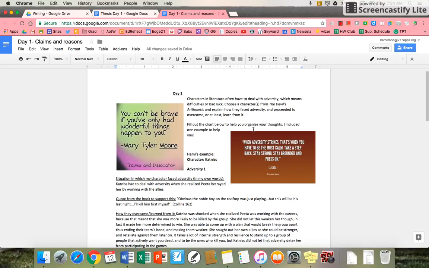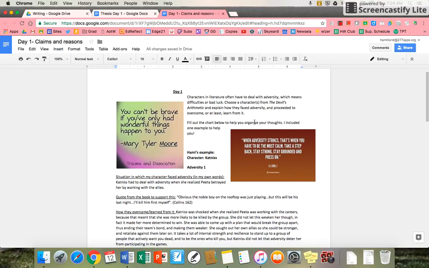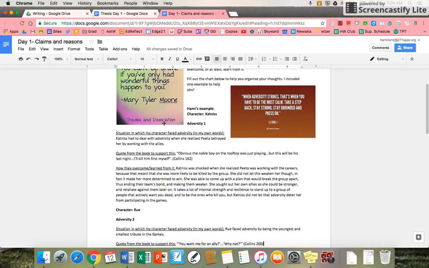So I have created a chart below to help organize your thoughts. I've included one example from the Hunger Games. So I talked about 2 different characters, so I can show you how that works. First, you're going to choose the situation in which your character faced adversity. This is in your own words. All you're doing is explaining when they did it. You're not explaining why. You're not explaining how they overcame it. It's just identifying when.